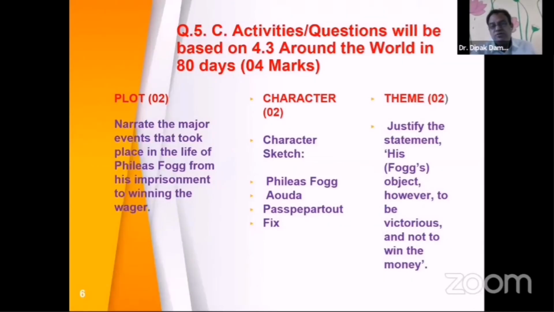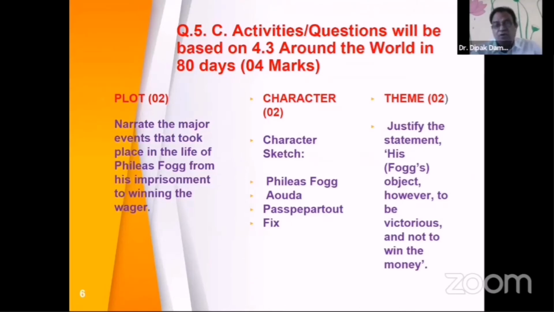Now we'll come towards question number 5C. This is also for 4 marks. Again, we will have 2 questions or activities on plot, character, theme, language, and setting. Same thing will be there, but this will be on the second novel, that is Around the World in 80 Days, on the extract, not on the entire novel. This you have to always keep in mind while setting the paper. Otherwise, you will set questions or activities which are not in the extract. That may create some problem.